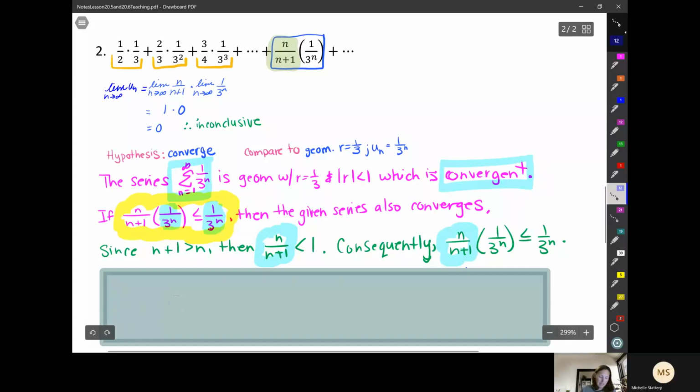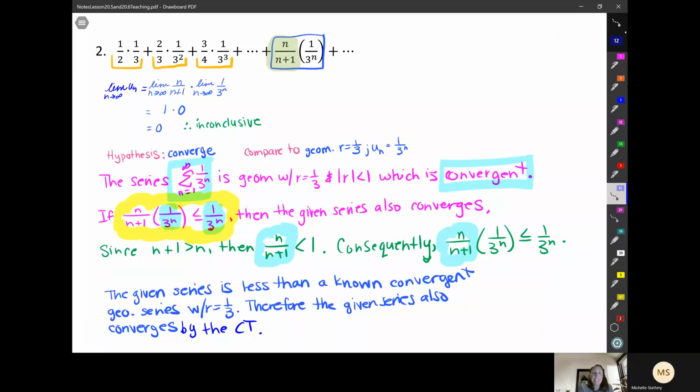So I say, the given series then is less than a known convergent geometric series with r equal to 1/3. Therefore, the given series also converges by the comparison test. And you can use CT for comparison test. And I just noticed I also forgot in here, the absolute value of r is less than 1. Squeeze that in there.